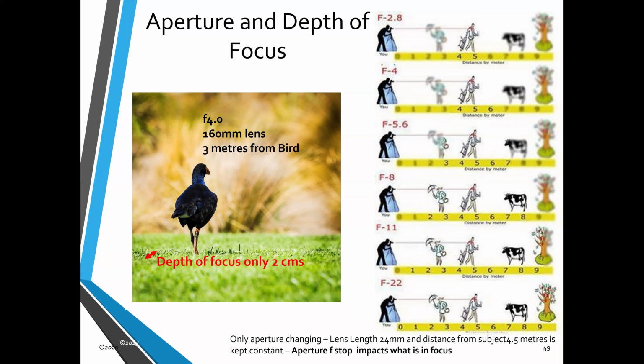Other people will say to me, well, if I'm doing a landscape, I'll just shove it up to f22 and everything will be fantastic. No, it won't. Everything will be sort of in focus, but nothing will be pin sharp. So usually with landscapes, we take them around f11 or f16 to optimize the distance that's in focus, but try and optimize the sharpness.